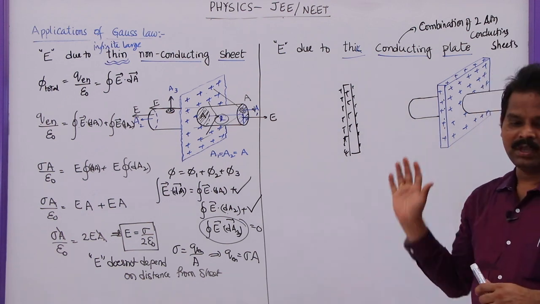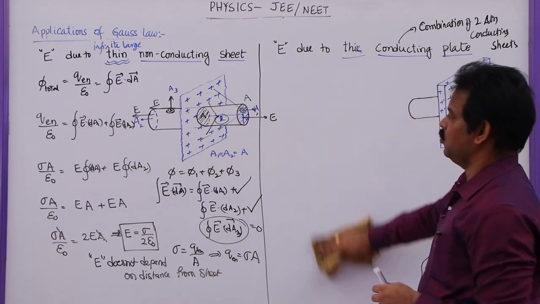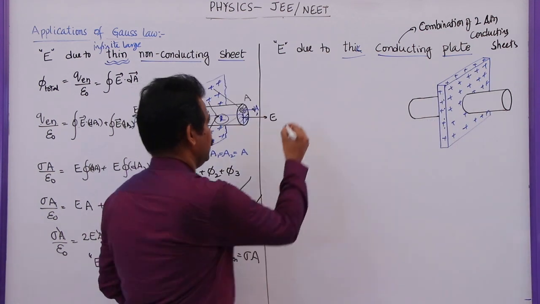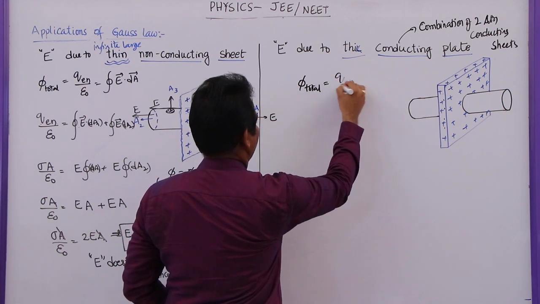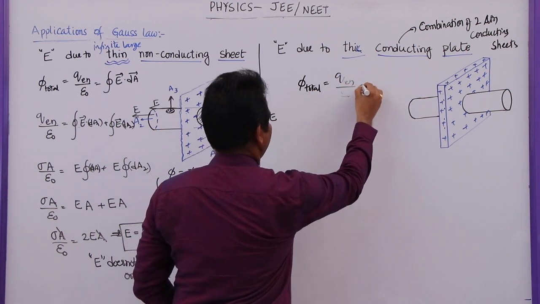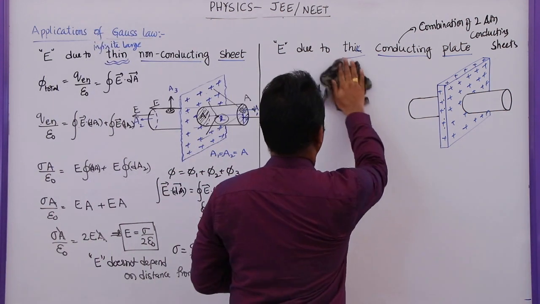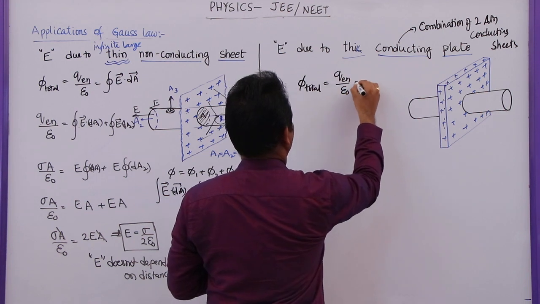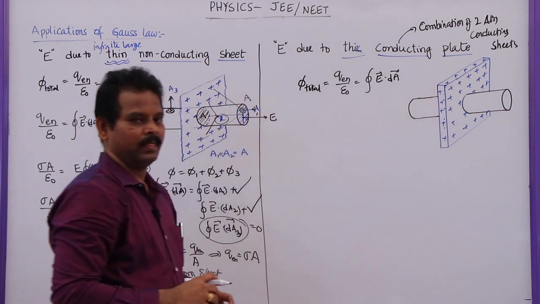So now let me use the same concept. Here also I am going to use Gauss law. By using Gauss law, I am going to derive the electric field due to this thick conducting plate. Here the total flux is given by charge enclosed by epsilon naught, which is equal to the closed integral of E bar dot dA bar.